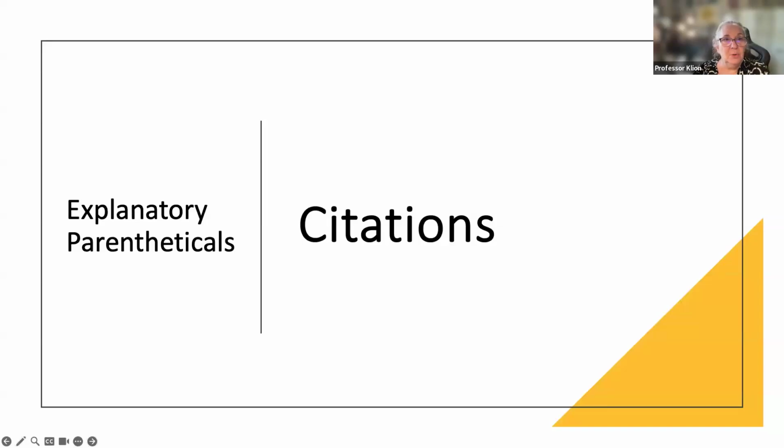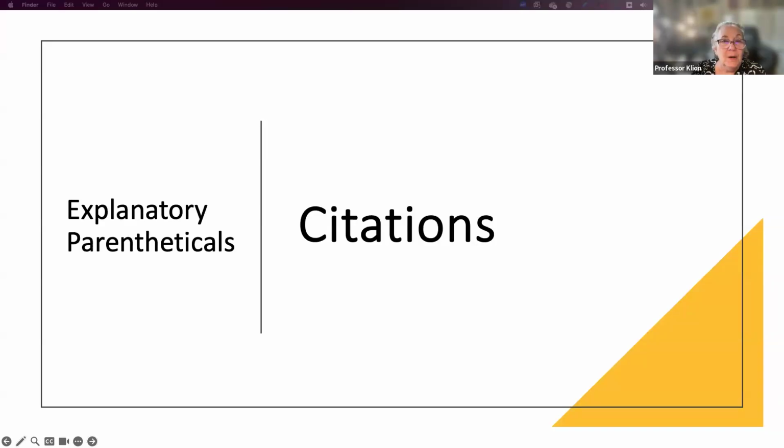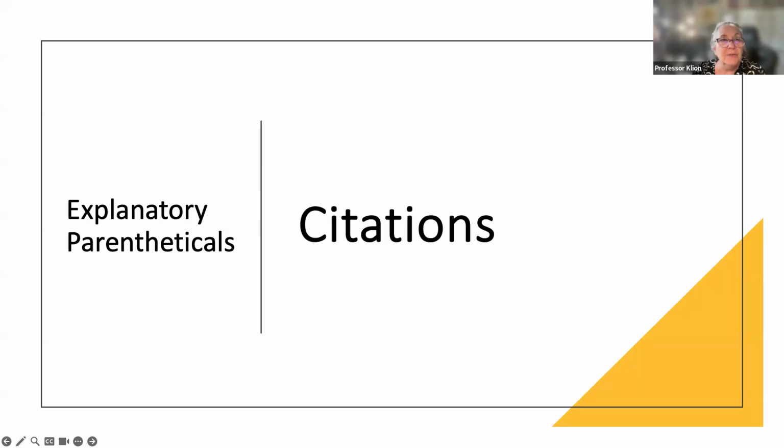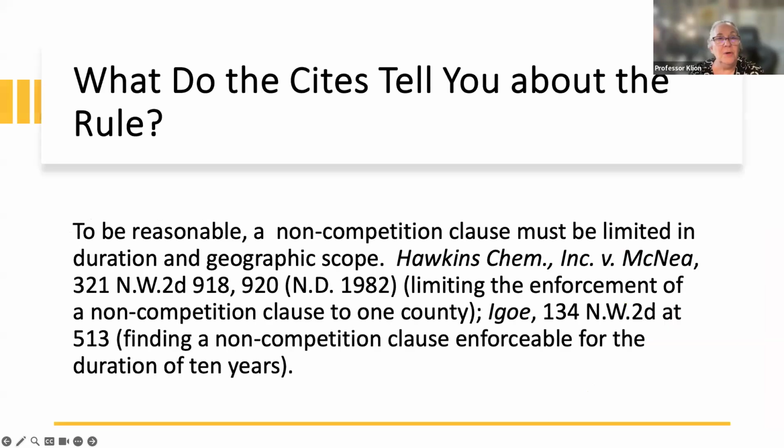The next thing we are going to move on to is explanatory parentheticals. All right, on to explanatory parentheticals. When you read this quote, what do the citations tell you about the rule? If the rule is to be reasonable, a non-competition clause must be limited in duration and scope. And you have Hawkins saying limiting the enforcement of a non-competition clause to one country, and Igo saying finding a non-competition clause enforceable for the duration of 10 years. What do the citations tell you?